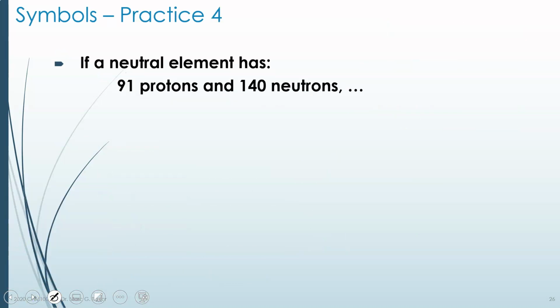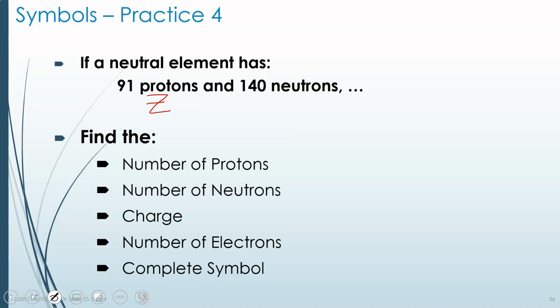Here's another example. A neutral atom has 91 protons. That's our Z number. That's our atomic number. And 140 neutrons. Oh, well then we can add those up and get our mass number. So what are we asked for? Well, the same as always. We're asked for protons, neutrons, and electrons, the charge, and the full symbol. Well, if we know it's 91 protons, we now look it up on our periodic table, and we see 91 is way down at the bottom.